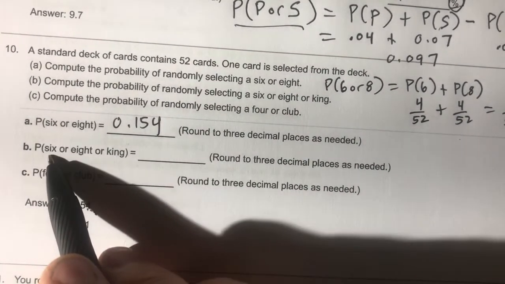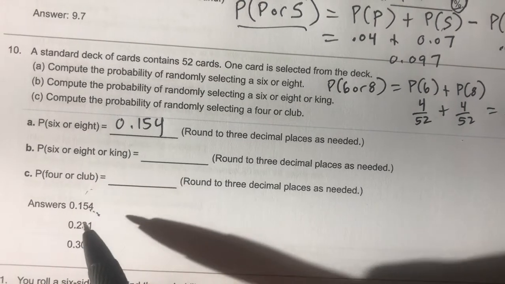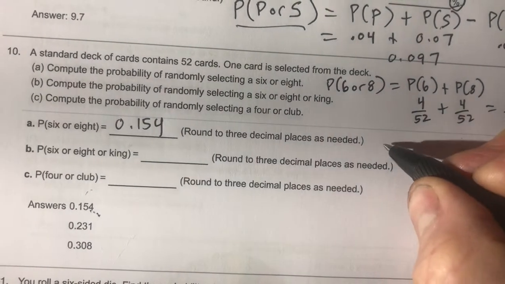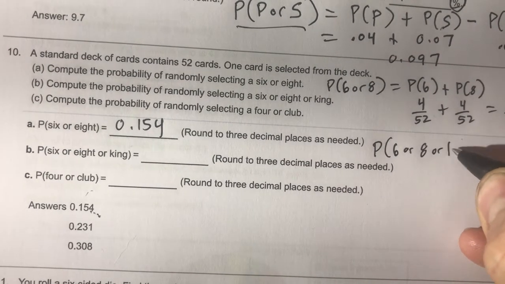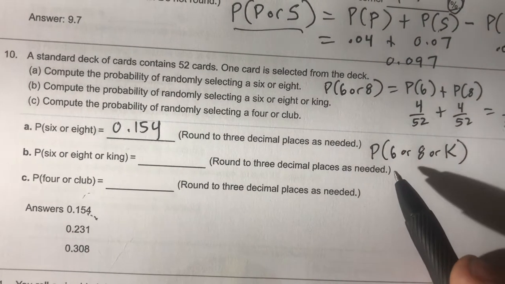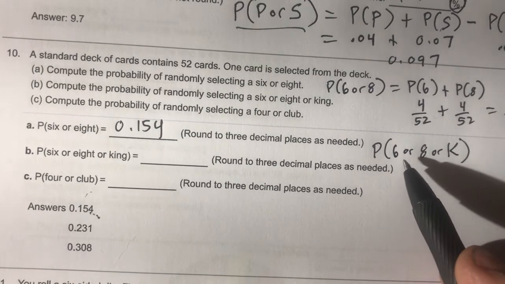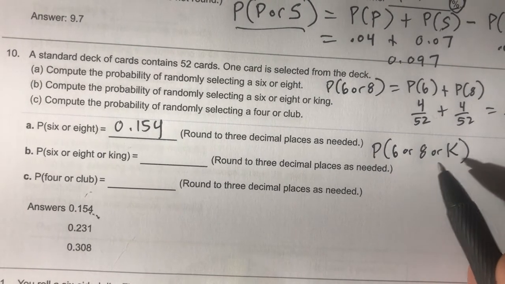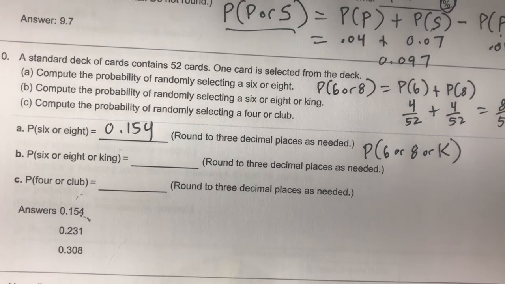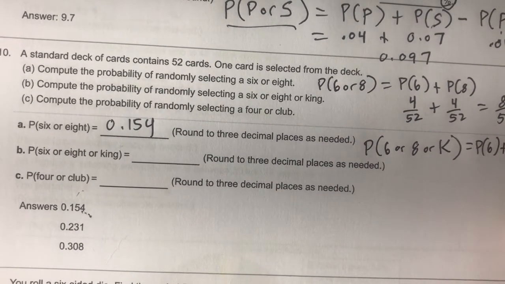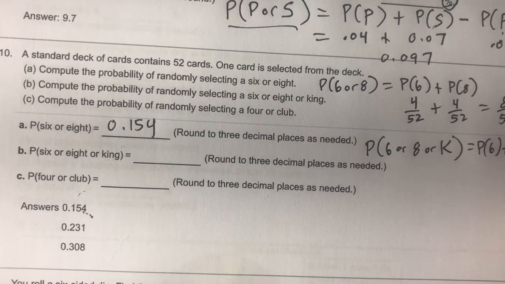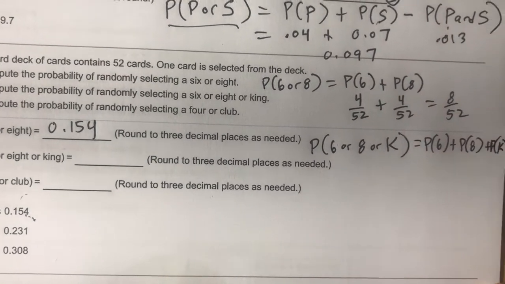What about this? Probability of 6 or 8 or a king. All right, these are all mutually exclusive because you can't be a 6 and an 8, and you can't be an 8 and a king, you can't be a 6 and a king. So these are mutually exclusive. So this is going to be the probability of a 6 plus probability of an 8 plus probability of king. I'm running out of room here.